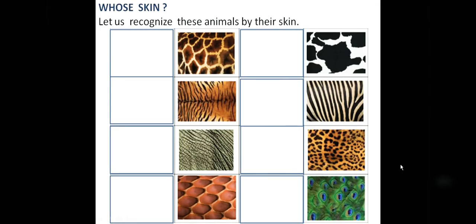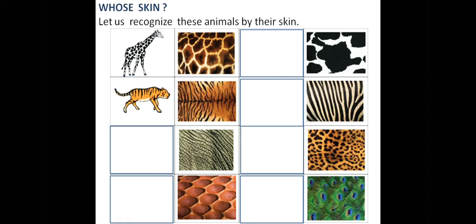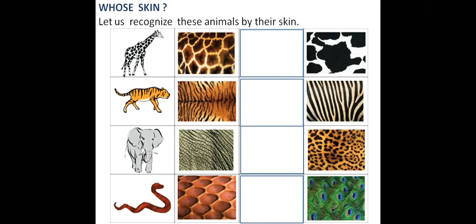Now here I have given one more exercise. Let us recognize these animals by the skin. We have got 1, 2, 3, 4 and 5, 6, 7 and 8. We will do this first one. What do you think? Whose skin is this? Yes, very good. The giraffe. The second one, whose skin is this? Can you tell me? Yes, it is the tiger. And then the next one, yes, we can see that it belongs to the elephant. And this, the last one in this group, yes, it is the pattern found on the skin of the snake.